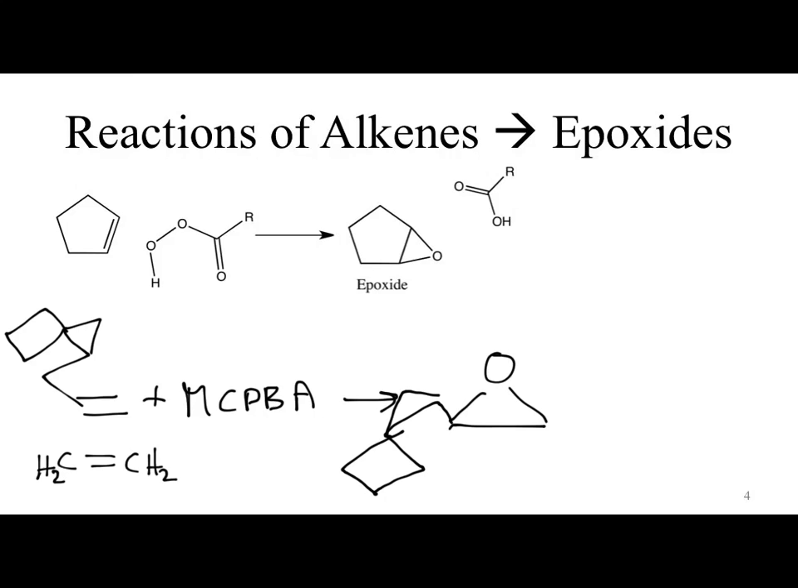Okay? So the mCPBA only reacts with the alkene. At this point, that's all I want you to recognize. Anything else doesn't react, which means you draw it in your product. Okay? Does that kind of make sense?